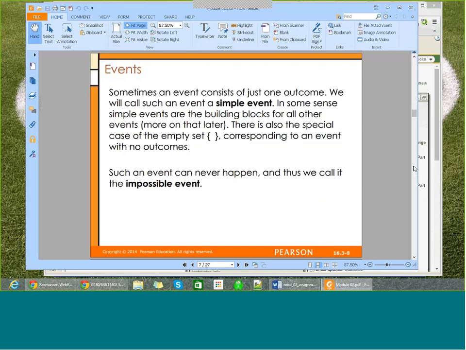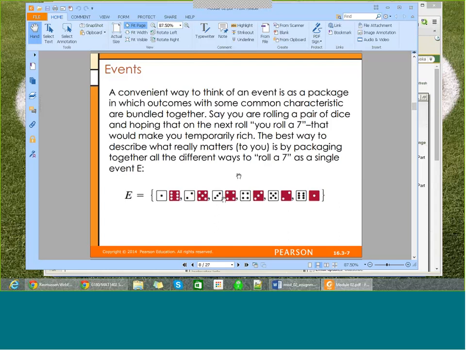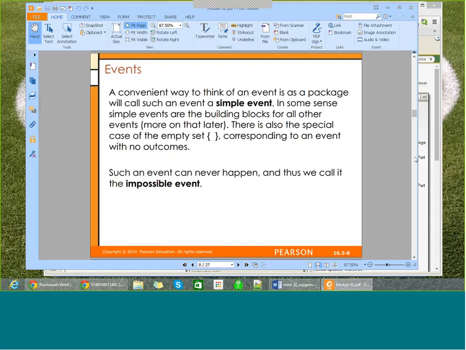Okay. We are dealing with simple events, and sometimes the event cannot happen. It's not possible. So, for example, give me an event where you roll a 13. Well, that's not possible because each die goes up to 6. So that's called an empty set. You describe that by writing open curly brace, close curly brace. That's an empty set, which also describes an impossible event.